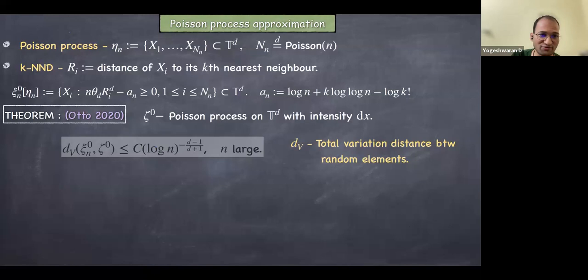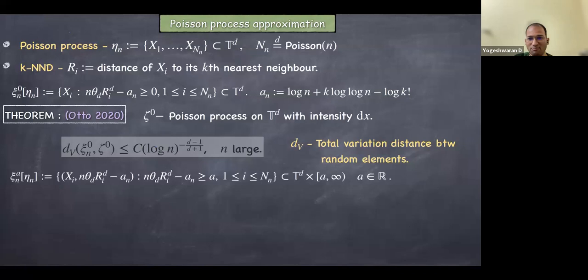Okay, now what do we do? As an application of our general result, here is the first important application. Let's say we consider a more general point process than what Moritz does. We not only consider the points, we also allow to consider the scaled radii, and the scaled radii need not be non-negative. It can be greater than some real number. So we allow an extra generalization: Otto took a to be zero, and we are taking a to be any real number.